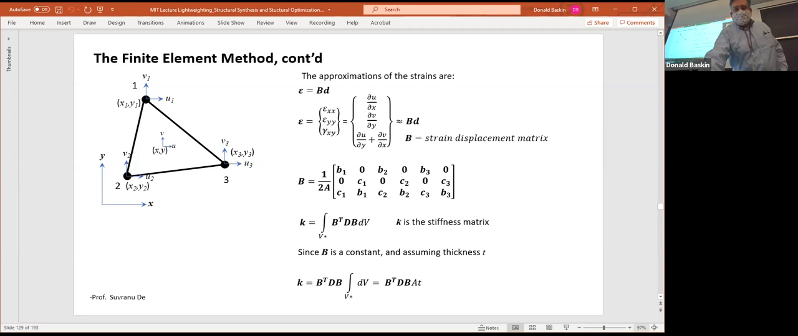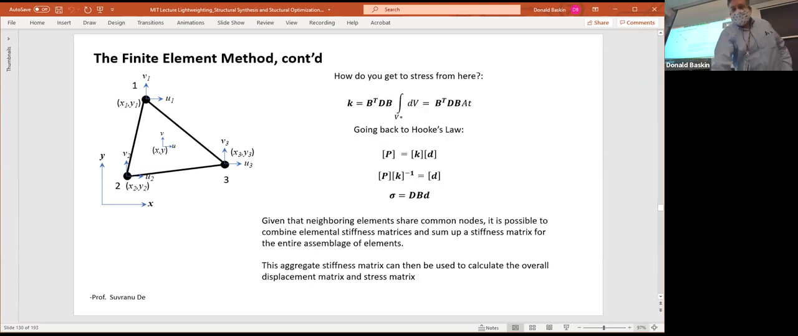And eventually you calculate out this strain displacement matrix B, which has A in it, so there's some functional length in there. Plug that into K. K is the stiffness matrix. You can add together stiffness matrices for the entire assemblage of these little elements. All right, and then from there, you can calculate out a stress.